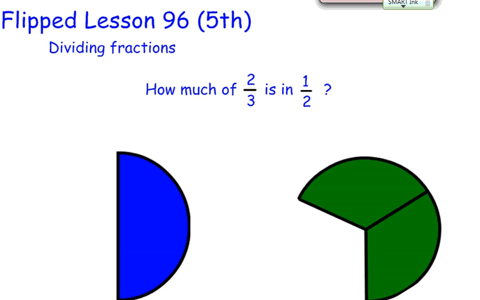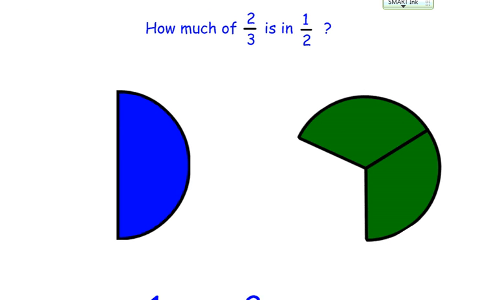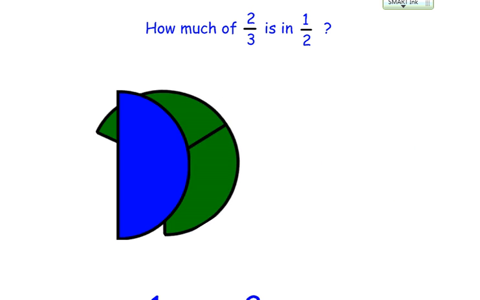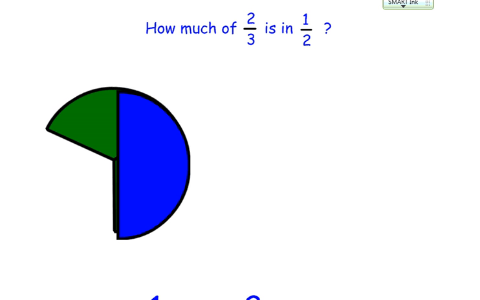Where are these numbers coming from? And so we can start with this example problem. It says how much of 2/3 is in 1/2? So basically what we're saying is if I take this 2/3 right here and I want to put that inside of the 1/2, how much of the 2/3 is actually in the 1/2?